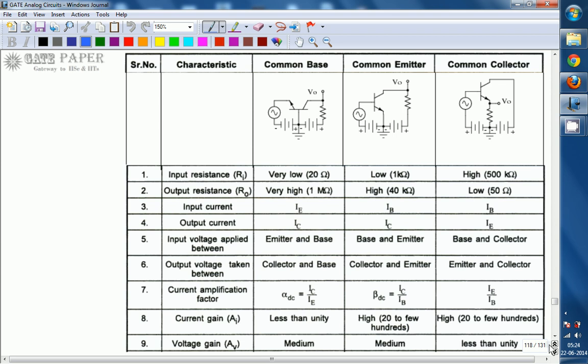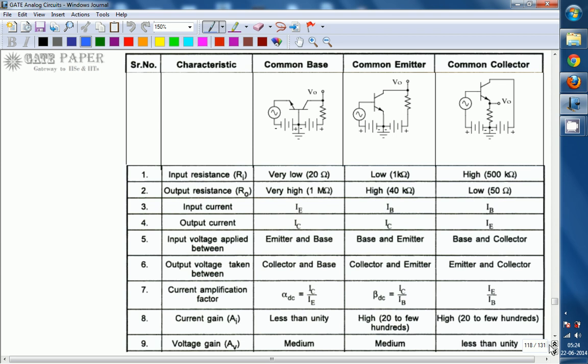So these are the three major configurations: common base, common emitter and common collector. Common base implies that out of three terminals, every BJT will have three terminals: base, emitter and collector. But whenever you use it as a two-port network, a two-port network requires four terminals, so out of three terminals one will be taken as the common terminal, common for the input side as well as the output side. Based on the common terminal name, the configurations are named common base, common emitter and common collector.